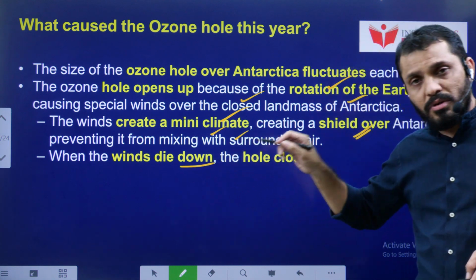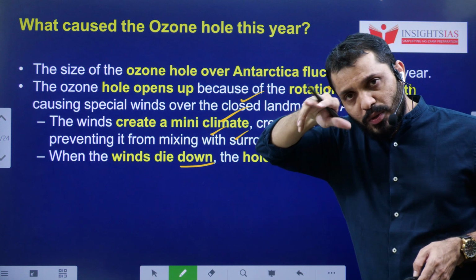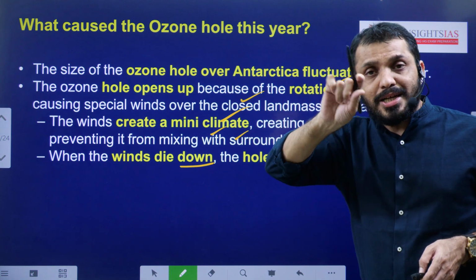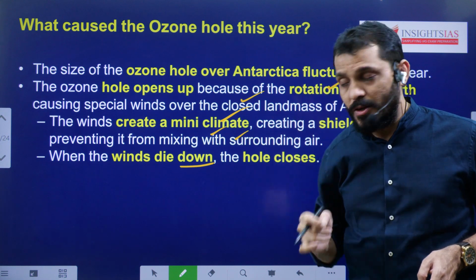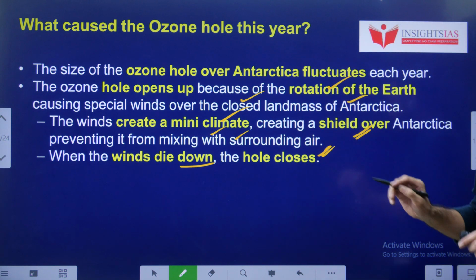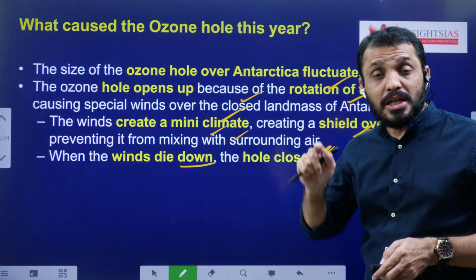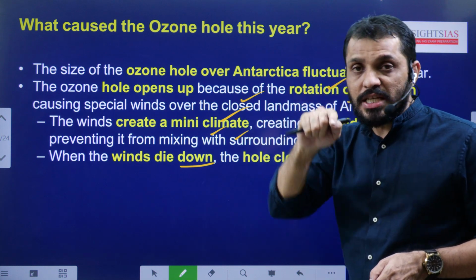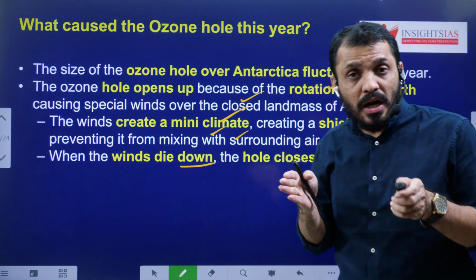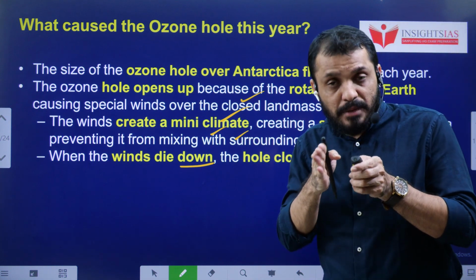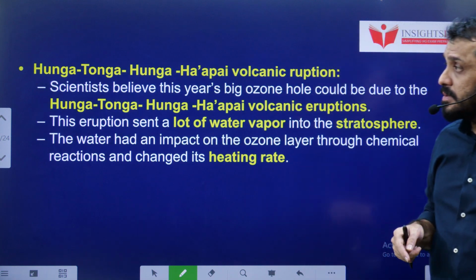When the winds die down, that means when again the Earth's rotation changes, the same Antarctic region experiences a lack of winds. When there are no winds, obviously the ozone hole closes up. So sometimes it also depends on the Earth's rotation as well. Whether the ozone hole expands or fills up, it depends on the Earth's rotation as well.